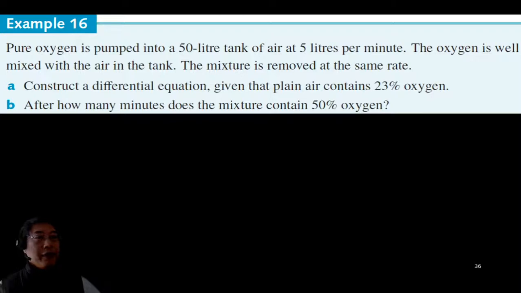All right. Finally, last example for 9D. Again, we need to set up a differential equation. Again, it will be in the rate of change. It will be an increase and a decrease. Okay.